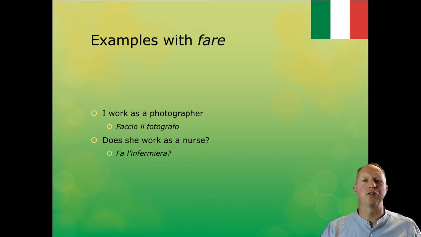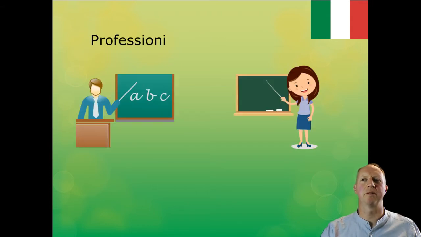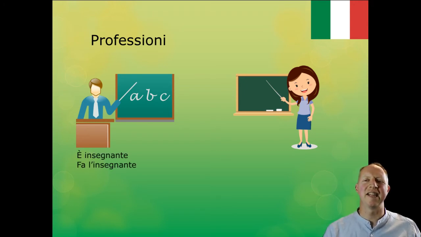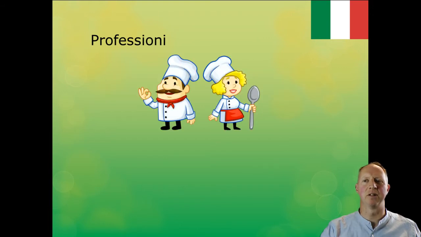Okay, so let's look at some different words for occupations now. So occupations are professioni, and here we've got a teacher, and teacher is insegnante. So he is a teacher or she is a teacher, è insegnante, or he or she works as a teacher, fa l'insegnante. Exactly the same here for male and female.